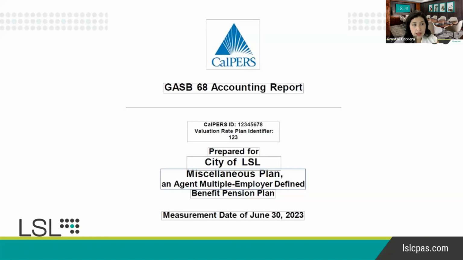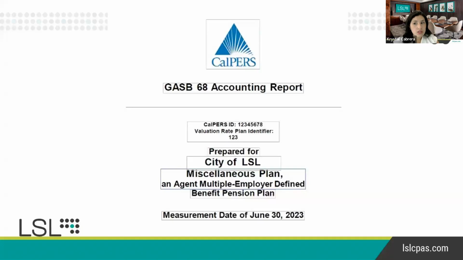Another key differentiation is most cities, if you have less than 100 employees in the plan, you're typically going to be cost sharing. So just keeping that in mind, that might help you if you're not sure what type of plan you're going to fall under.